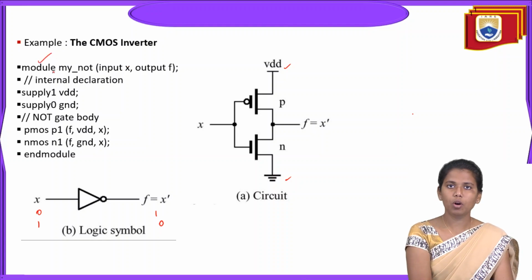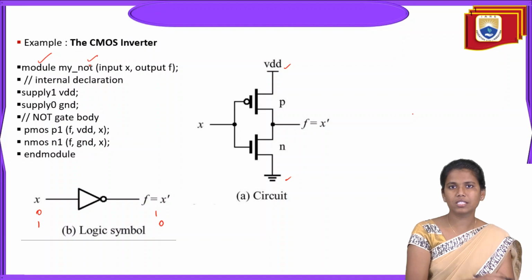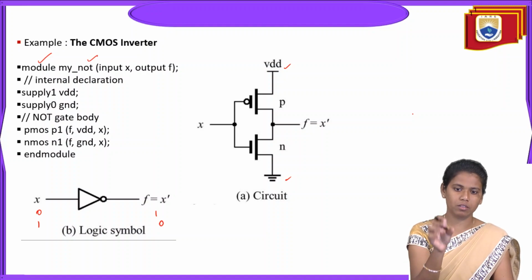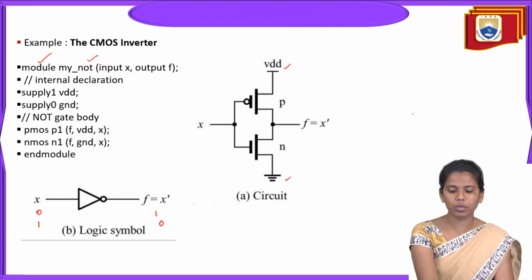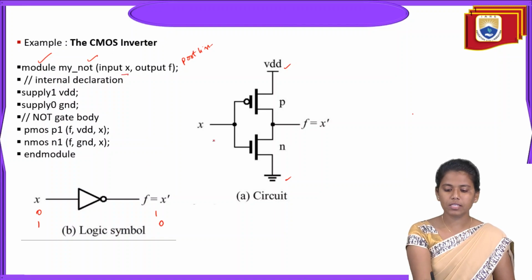Now, module is a keyword, followed by the name of the circuit. The name of the circuit can be my not, or else CMOS inverter. Simply, you can write any name for the particular circuit that you are considering. Module CMOS inverter. And in the port list, you need to mention the input as well as the output. So the input is X and the output is F, right?